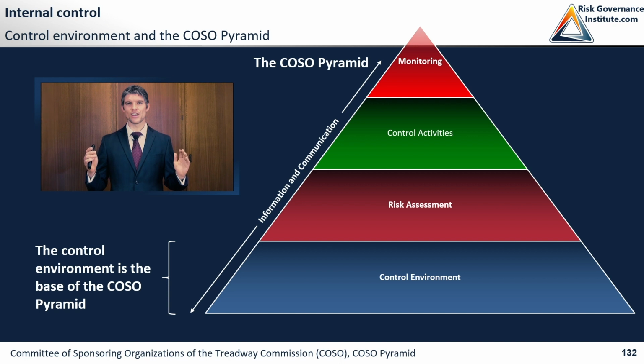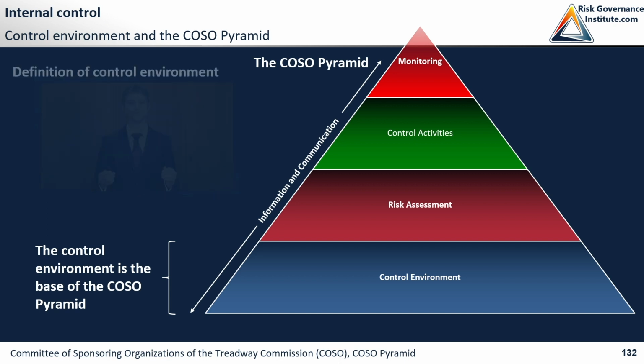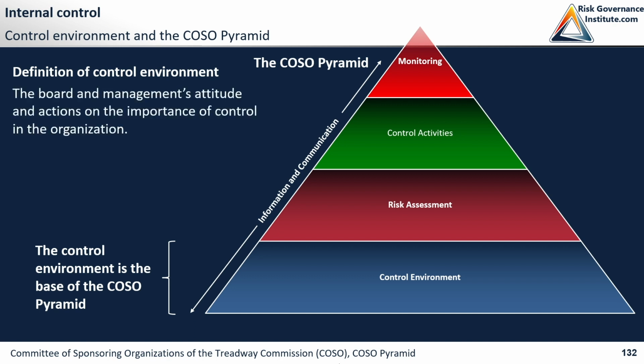And so all of these so-called soft controls are spread out through an organization and are, for COSO, the base of the pyramid. They are the base on which everything else relies. Just to go to a more formal definition of the control environment, it is the board and management's attitude and actions on the importance of control in the organization.